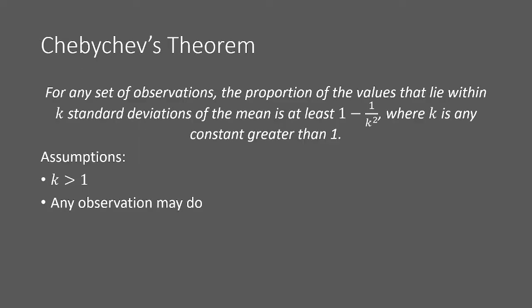We have here Chebyshev's theorem, which says that for any set of observations, the proportion of values that lie within k standard deviations of the mean is at least 1 minus 1 over k squared, where k is any constant greater than 1. So our assumptions there are that k is greater than 1 and that we have any observation. By any observation, it can be a skewed distribution, it can be a bimodal distribution.